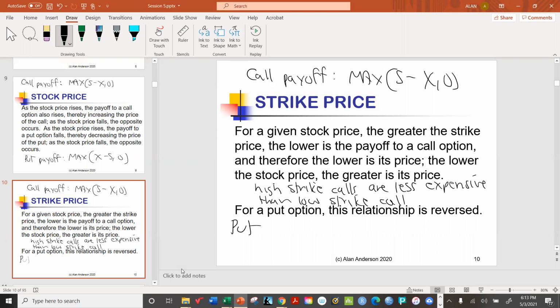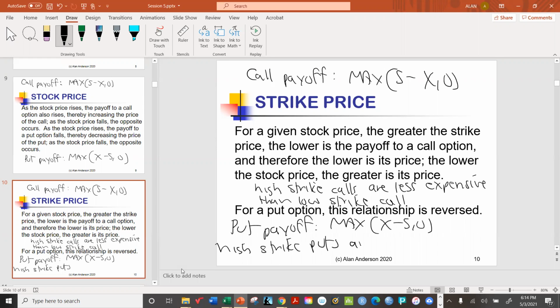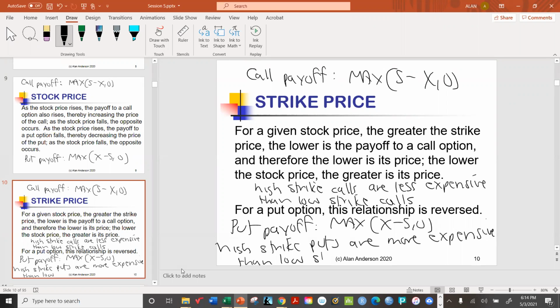So remember, the put payoff is the max of X minus S and 0. So high strike puts are more expensive than low strike puts.